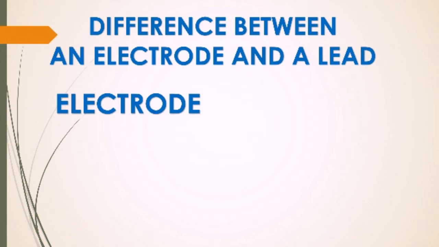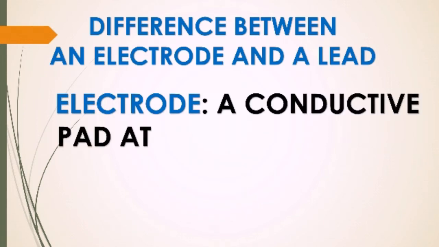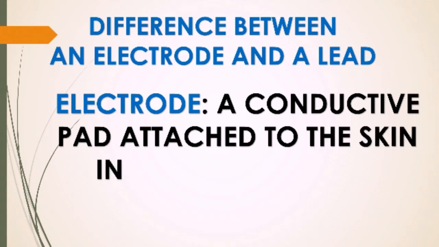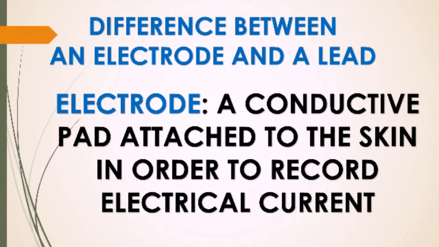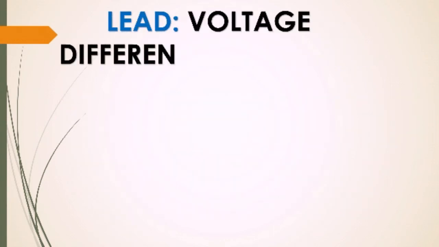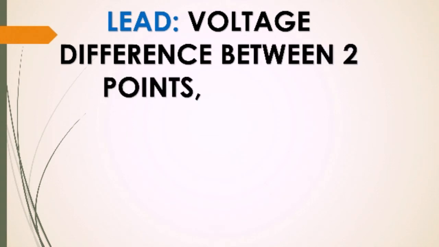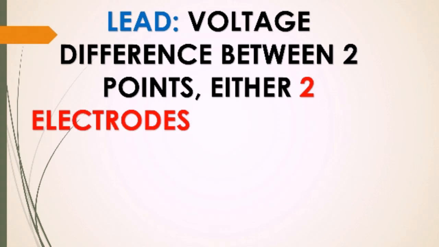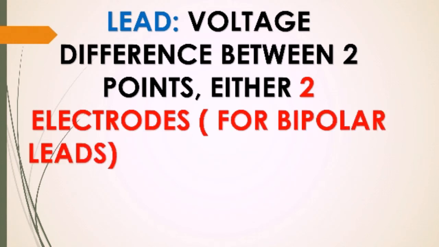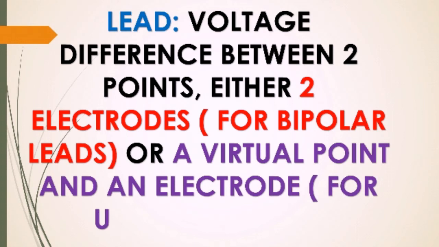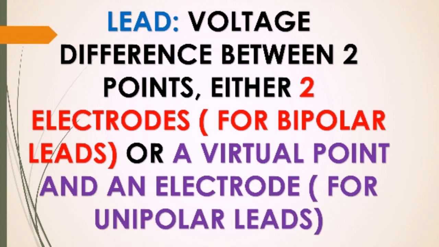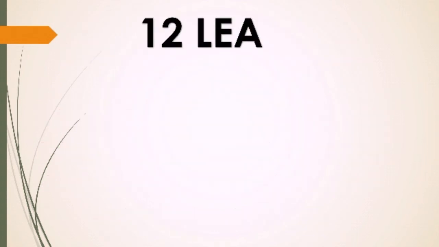Now let's see. An electrode is a conductive part attached to the skin in order to record electrical current. That is what an electrode is. A lead is just the voltage difference between 2 points, either 2 electrodes for what we call bipolar leads, or between a virtual point and an electrode, that is for unipolar leads. Very soon we're going to see what bipolar and unipolar leads are. Let's see the 12 leads.